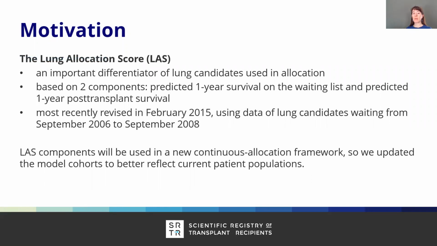The motivation for this work is that the lung allocation score, or the LAS, is an important differentiator of lung candidates used in lung allocation. It's based on two components: predicted 1-year survival in the waiting list and predicted 1-year post-transplant survival. The most recently updated LAS was updated in 2015, and it used data from lung candidates who were waiting from 2006 to 2008. The LAS components will be used in a new continuous allocation framework, so we updated the model cohorts to better reflect current patient populations.